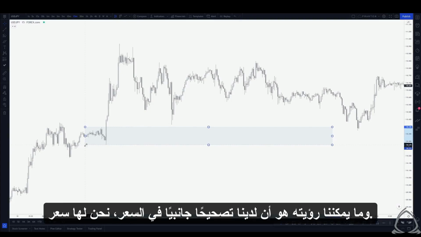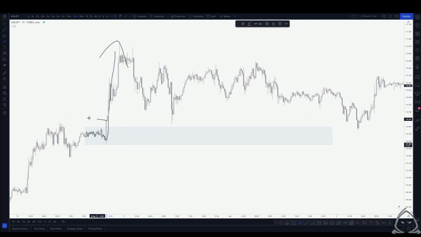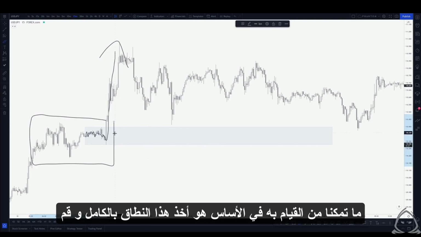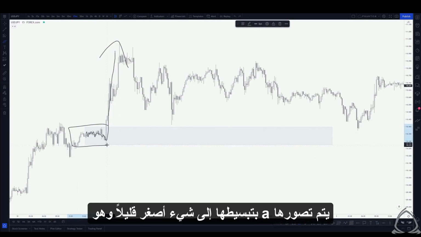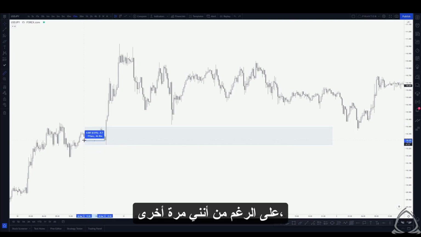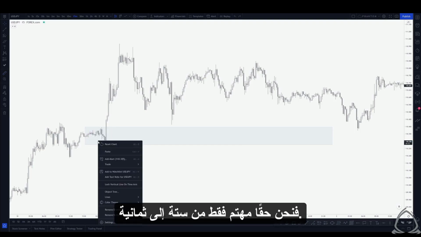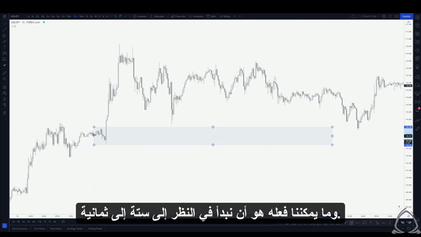And what we can see is we do have a sideways correction in price. We have price that's trapped more or less within this range of price, and then we get an expansion to the upside. Basically what we've been able to do is take this entire range and simplify it to something a little bit smaller, something a little bit more conceptualized into a smaller amount of candles. Although, again, if I just move my bar, we have about 18 bars. We're really only concerned about 6 to 8.